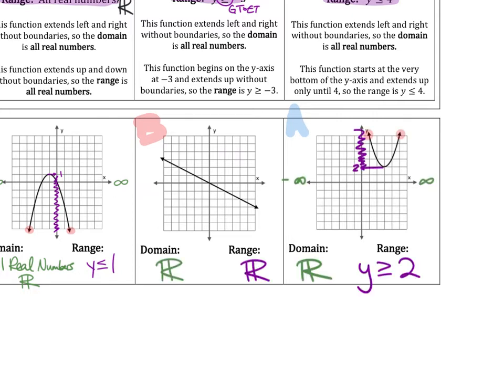All right, thank you, partners, for sharing. We've got all real numbers for both domain and range for B. All real numbers for domain, and then y greater than or equal to 2 for my parabola. Let's flip it over, okay?